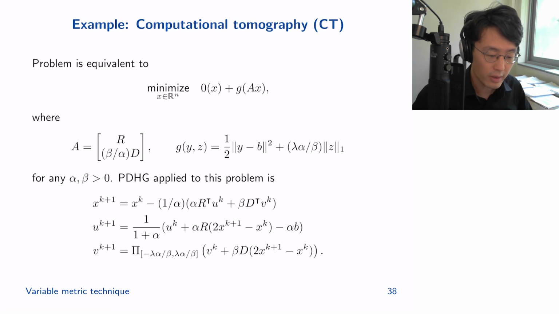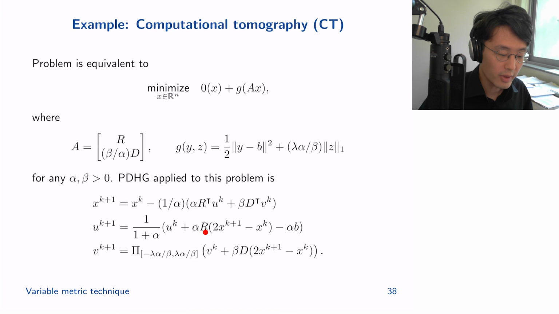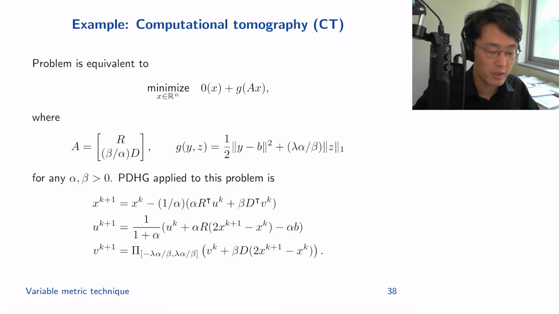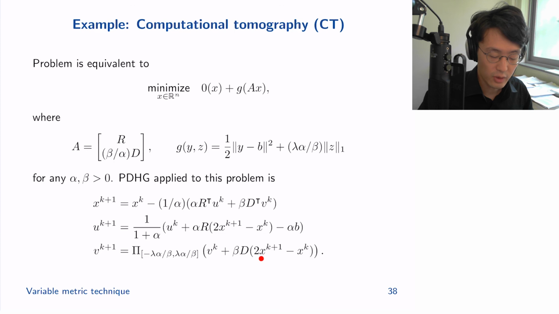Those are just scalar products, vector additions, and here we have an element-by-element clipping, a projection onto the interval minus lambda over beta to plus lambda over beta, which is computationally very cheap. In the context of CT, the R and D matrices are huge matrices that we should not explicitly form, but these are matrices that we can apply the matrix-vector product efficiently with. So these matrix-vector products can be performed efficiently without the need to directly form the matrices R and D, and the same is true for R transpose and D transpose.